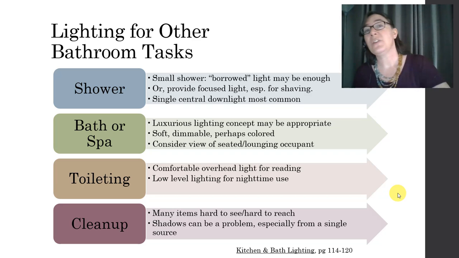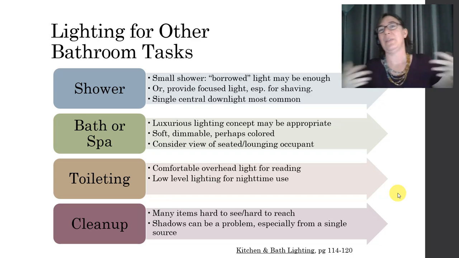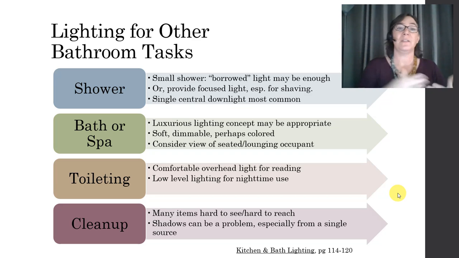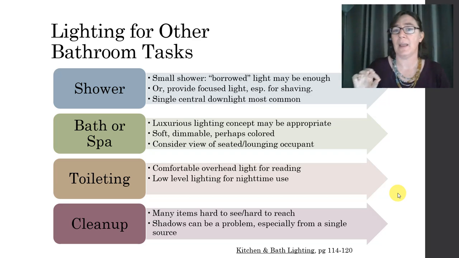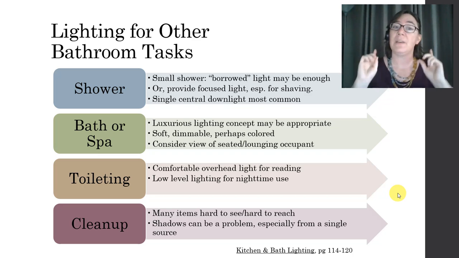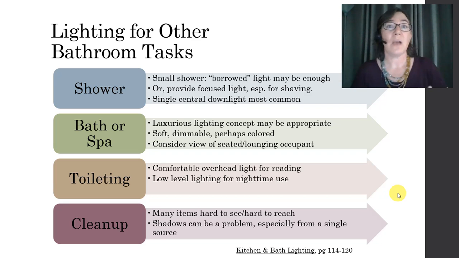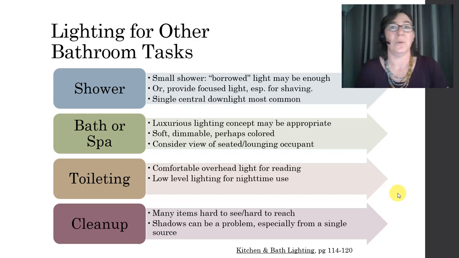Moving on to the bath or the spa bath especially. All right, a luxurious lighting concept might be more appropriate for this area, especially if somebody's going to relax. You could provide soft and dimmable or maybe even colored light for a spa bath. And something you really want to keep in mind is that you're going to have a seated or lounging occupant, and so you'll have a different view angle. Watch out for the ambient lighting fixtures and also the task lighting at the grooming area. Make sure that those aren't going to glare in the eyes of your bathtub occupant.